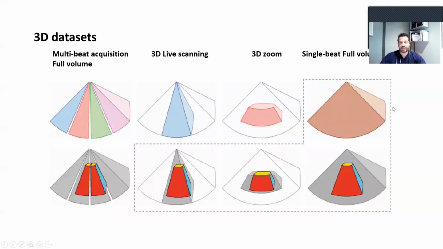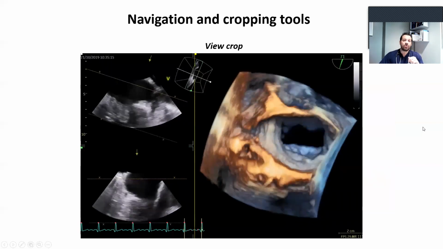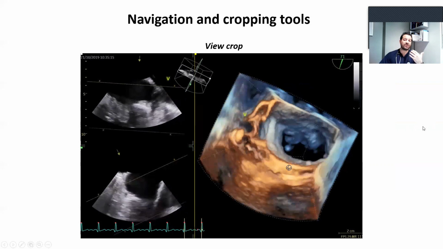Someone that performs 3D echocardiography has to know about all the 3D data sets. He has to know about full volume, single beat or multi-beat. He has to know about live 3D scanning, which is used in interventions. And he has to know about 3D zoom, either multi-beat or single beat, which is used in demonstrating certain cardiac structures. We have to know how to navigate into the space and what to expect to see.